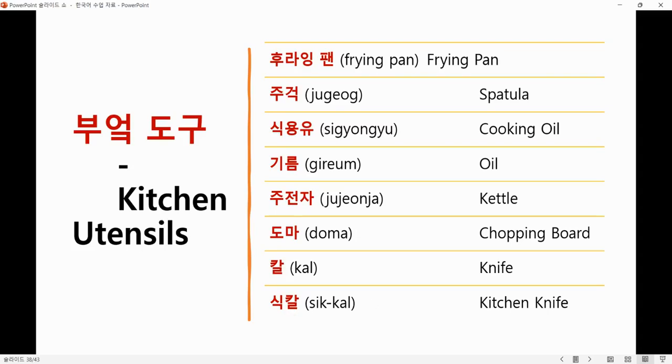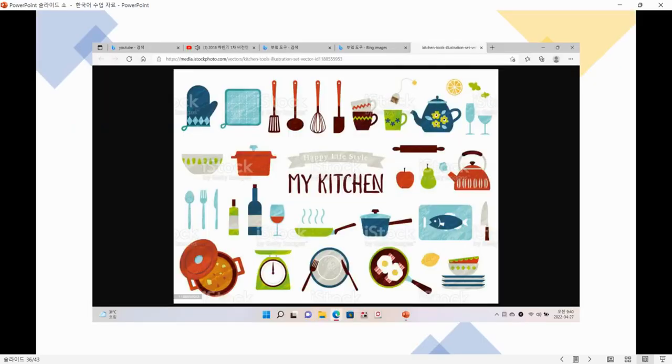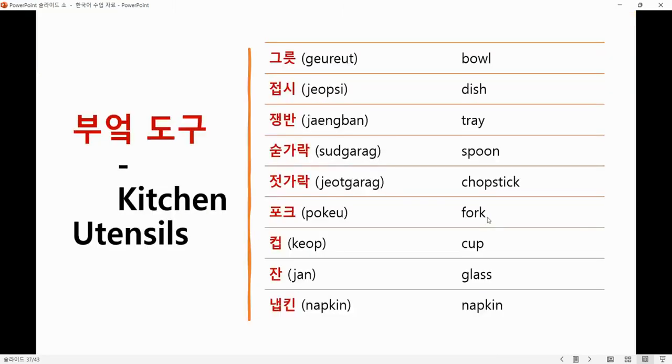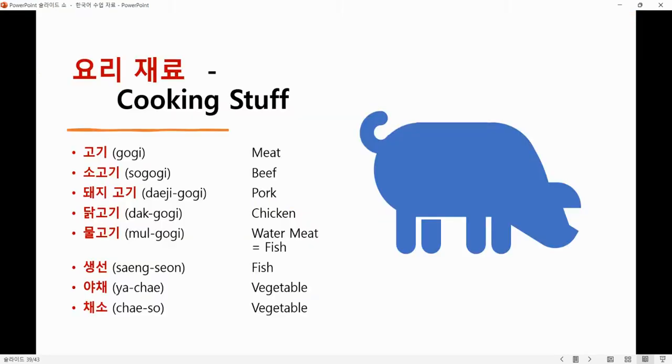So that's what we saw inside the kitchen. We have the 식칼 there on the right side of the doma, which is a chopping board. Also beside the 생선, which is the fish, we see this 식칼. Now let's continue our lesson.